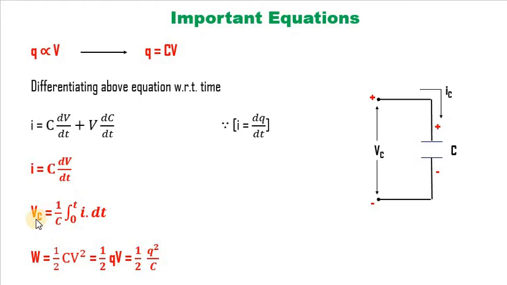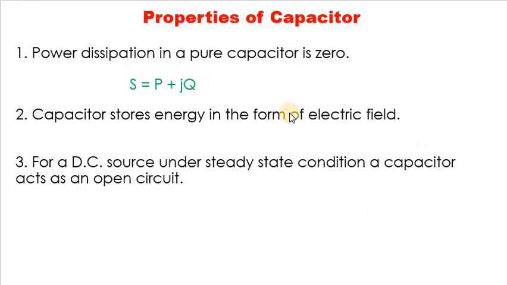And we have also seen that Vc, the voltage across the capacitor, is equal to 1 by C integral from 0 to t of I dt. The energy stored is given by half CV square, or half Q into V, or half Q square by C. Now let us look at some basic properties of a capacitor.